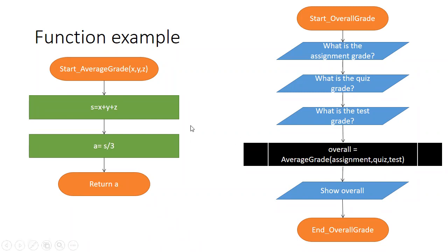Now on the left, what we've done is we opened up the black box. So here we have the black box where we can see only what's going in and what's coming out. We don't know what's happening inside. So over here, we're showing what happens inside. Here we have what's coming in, X, Y, and Z. Here we have what's coming out, A. Here we called it A. Here we called it overall. Here we called it X, Y, Z. Here we called it assignment, quiz, and test. So you can do that with functions.